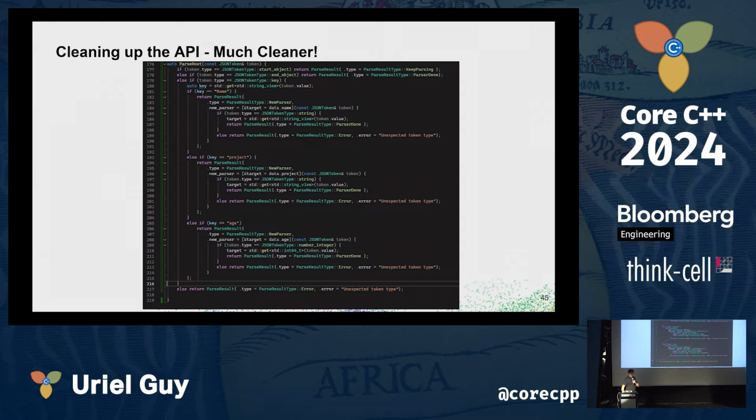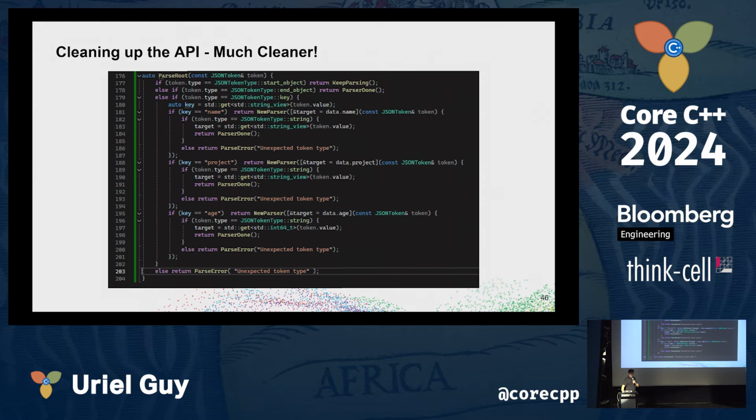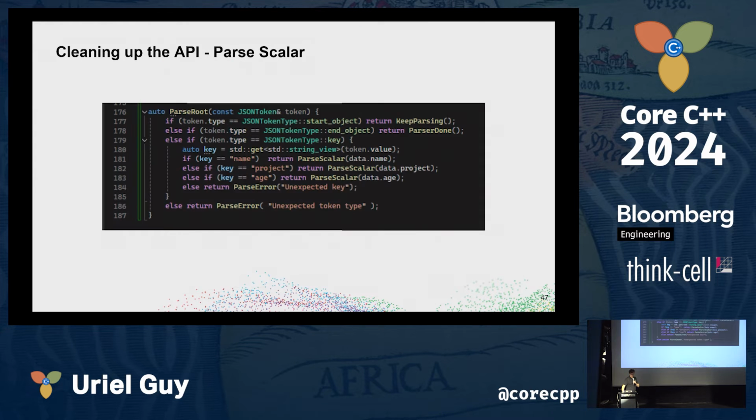So let's see. We started with this thing. This wasn't great. We moved to this. And now, once we introduce parse scalar, we are down to this thing. This is nice. This is getting much closer to what we started with. I mean, we're going a long way around. We already had it like 20 minutes ago, but let's do it anyway.